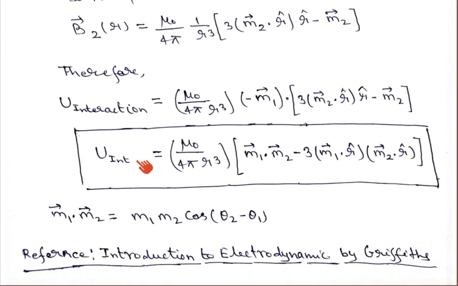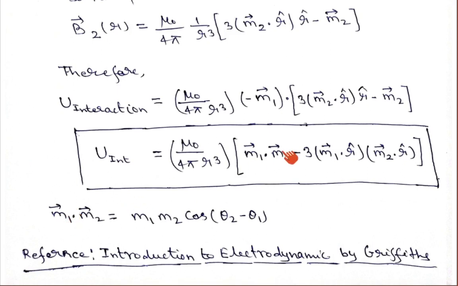So in order to find out the interaction energy between two dipoles, we have to calculate the value of m1 dot m2 and m1 dot r unit vector into m2 dot r unit vector. What is the value of this? If we know these values and substitute them, then we can find out the U interaction.